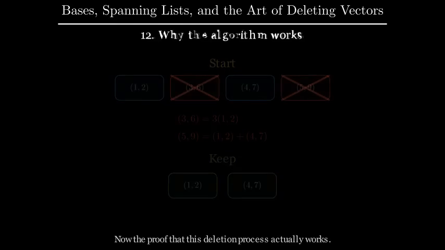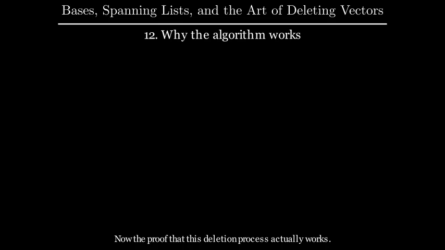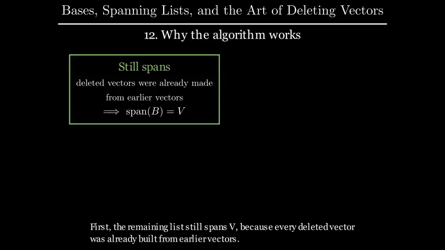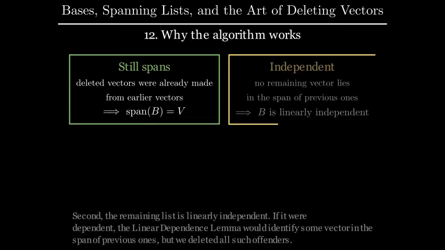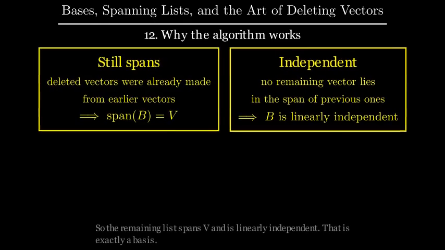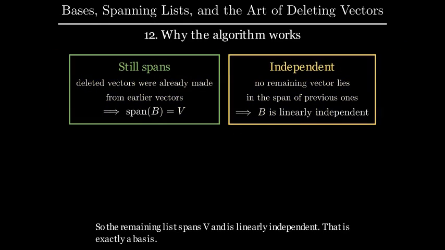Now the proof that this deletion process actually works. First, the remaining list still spans V, because every deleted vector was already built from earlier vectors. Second, the remaining list is linearly independent. If it were dependent, the linear dependence lemma would identify some vector in the span of previous ones. But we deleted all such offenders. So the remaining list spans V and is linearly independent. That is exactly a basis.